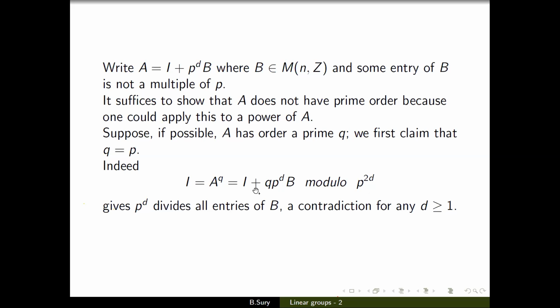When I say modulo this, what does it mean? This is equal to I plus q p power d b plus some matrix of the form p power 2d times C, where C is a matrix. These are not numbers. When I say modulo, it means plus p power 2d times a matrix. What does this equality give? This immediately gives that p power d will divide all the entries of q b, because I and I are cancelling off. So p power 2d is there; even if you cancel out the p power d, there is p power d remaining. So p power d will divide all the entries of b. This is a contradiction, because you have chosen b to be free of that, you have taken out the full possible power of p.